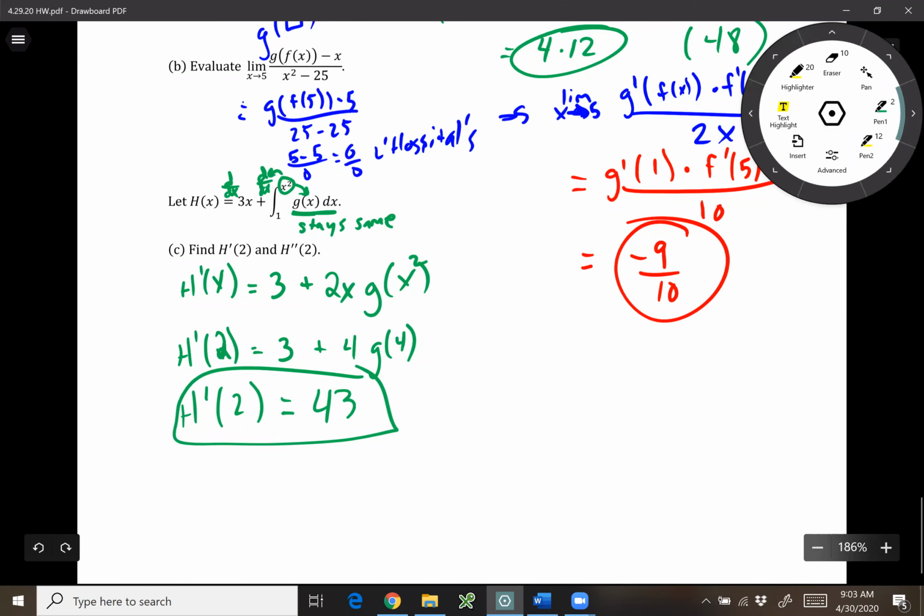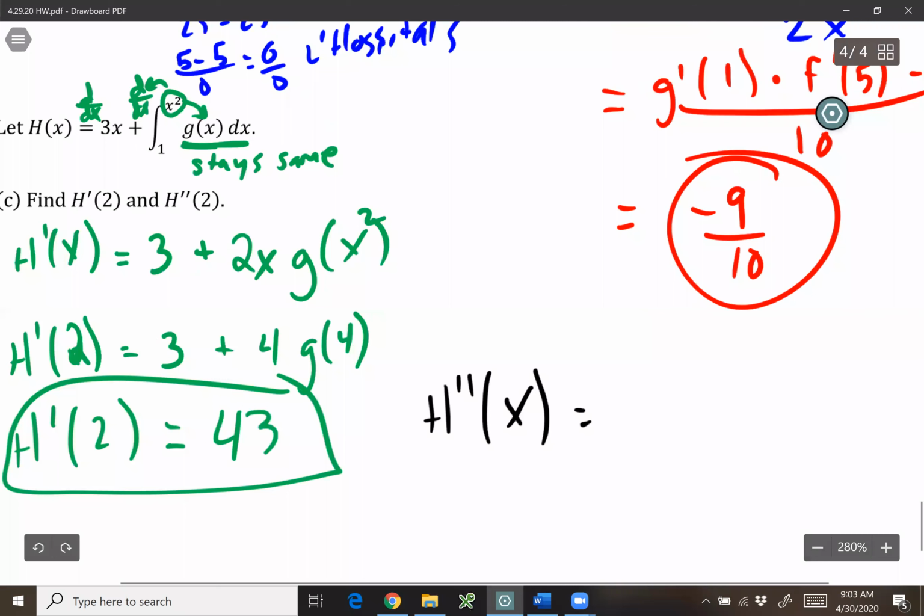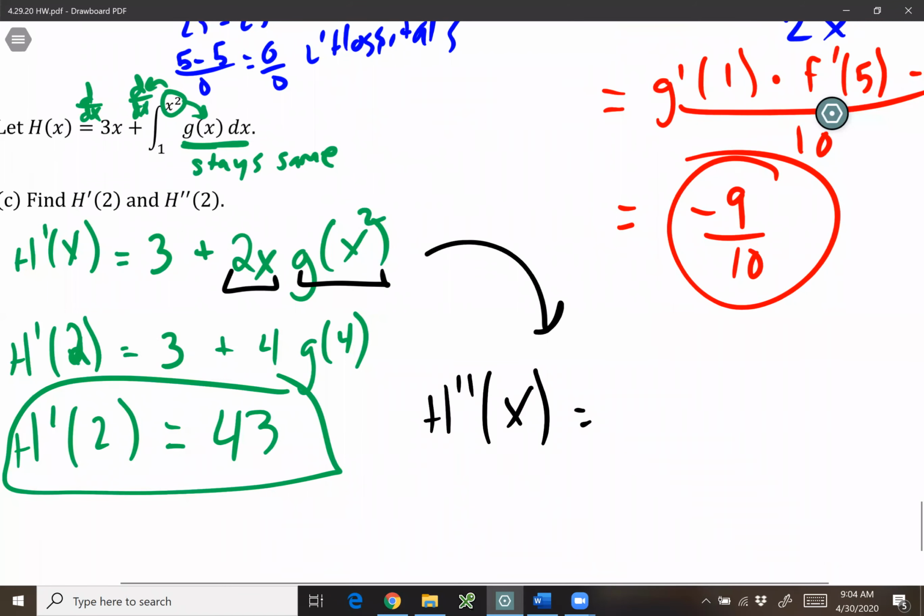Okay, next we're going to do it with h double prime. So h double prime of x. We're going to want to take the derivative of this. So the 3 goes away. This is going to be a product rule because I have two x's. If I have two different x's and they're multiplying, we're getting product rule. So derivative of the first is 2. Keep g of x squared the same.